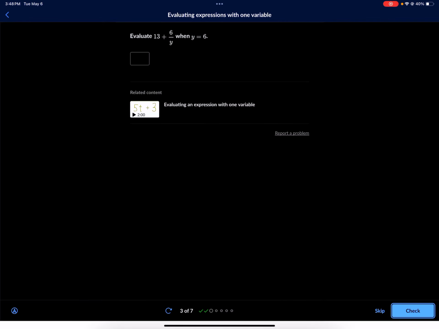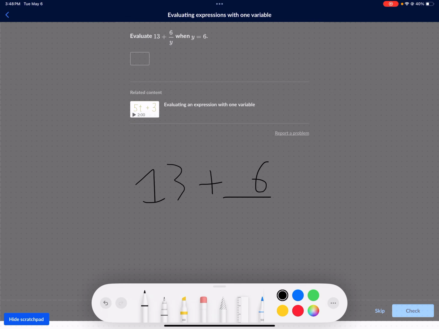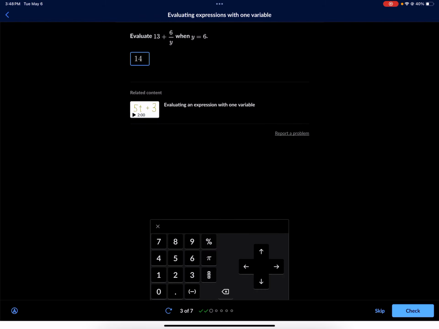Okay. Evaluate 13 plus 6 over y when y is 6. So we have 13 plus 6 over 6, because y is 6. And then 6 over 6 is 1, plus 13 is 14. So 14 is our answer here. If you got that right, good job.